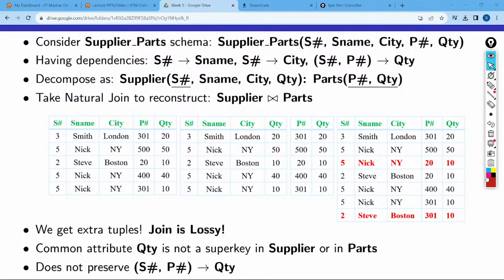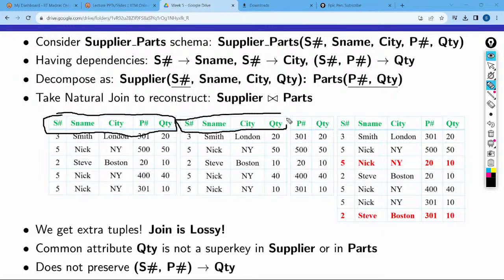They divided the data based on the following attributes, and the decomposed attributes are as follows: supplier ID, supplier name, city of the supplier, and quantity. And this is part ID and quantity, as you can see.